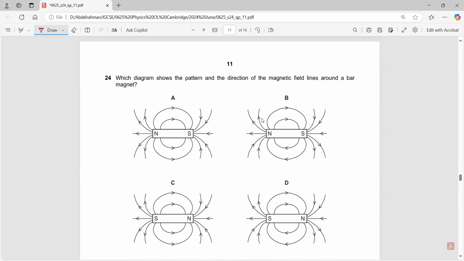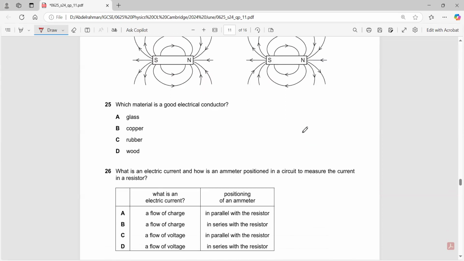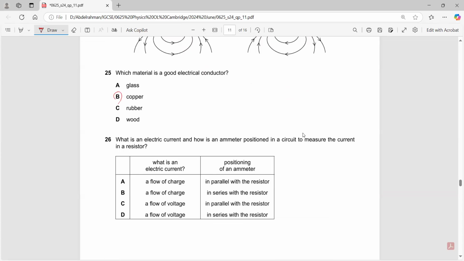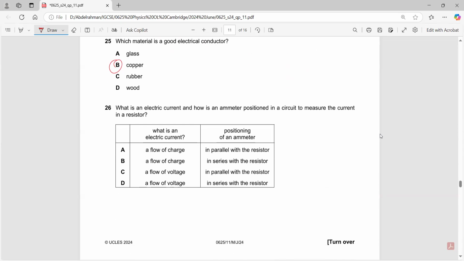Which diagram shows the pattern and the direction of the magnetic field lines around the bar magnet from the North Pole to the South Pole? So D and C are wrong. Is it A or B? Yes, it is A because B cannot go from the south to the north. So this part is wrong. It is A. Which material is a good electrical conductor? Definitely copper. What is an electric current and how is an ammeter positioned in a circuit to measure the current in a resistor? Electric current is the flow of charge. Positioning of the ammeter, it has to be in series. Yes.